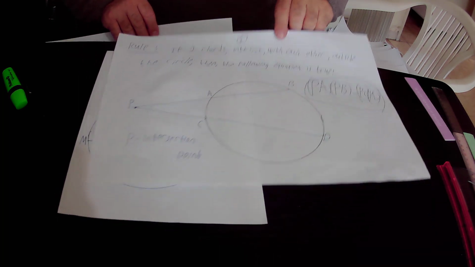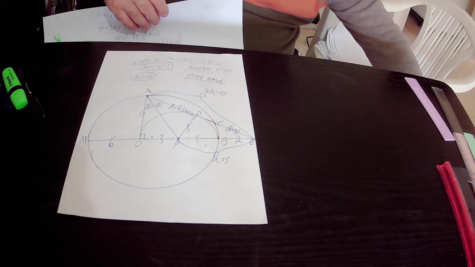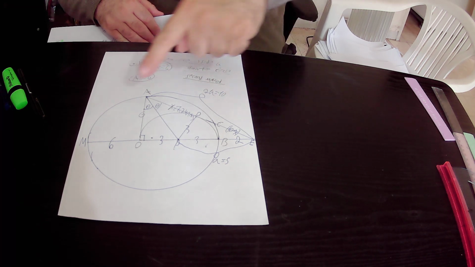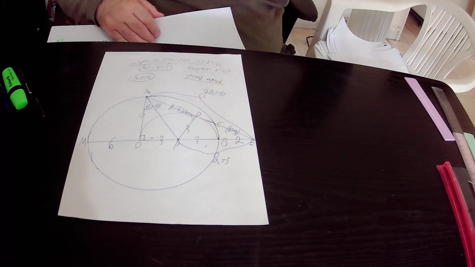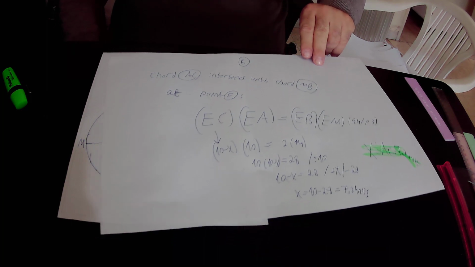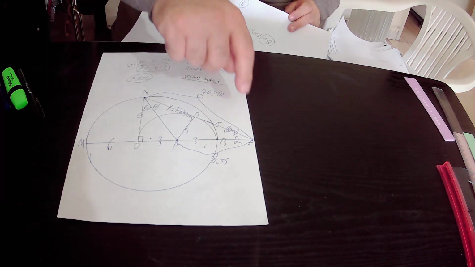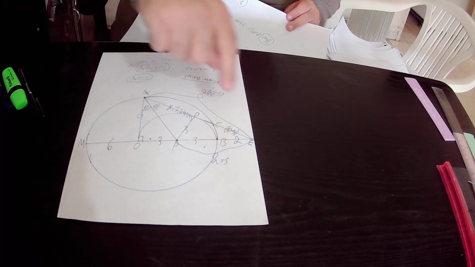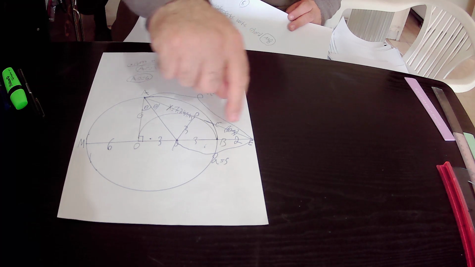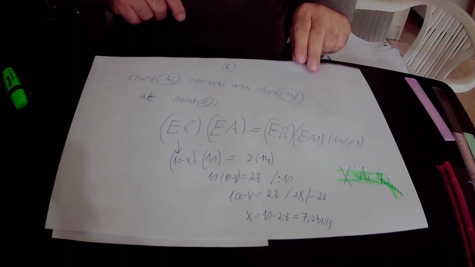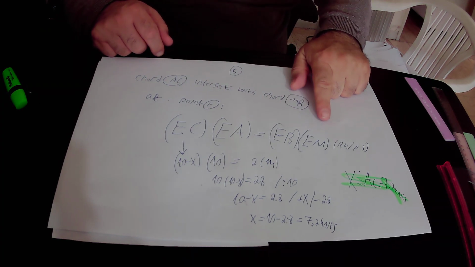We can implement rule number 3 in our drawing, because in our drawing we have chord AC that intersects with chord MB at point E. Again, chord AC intersects with chord MB at point E. Therefore, according to rule number 3, we get that EC times EA equals EB times EM.